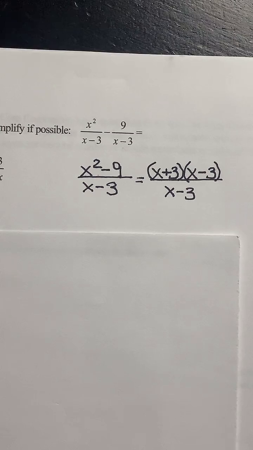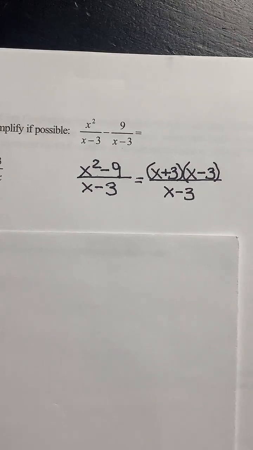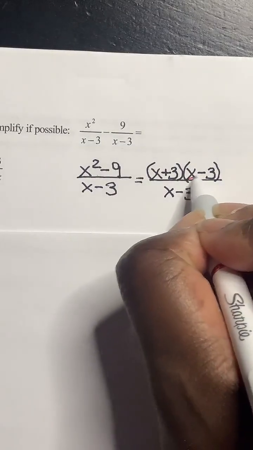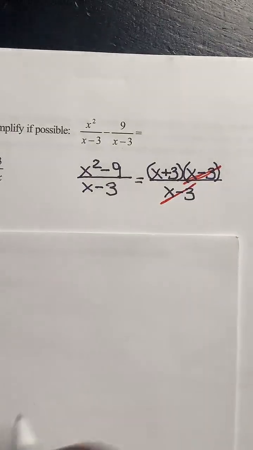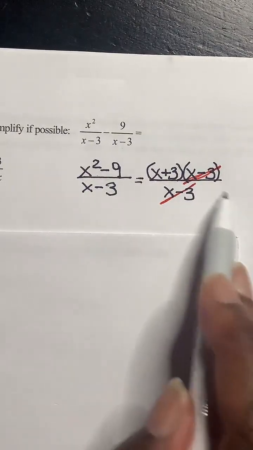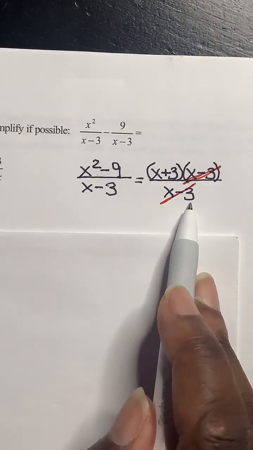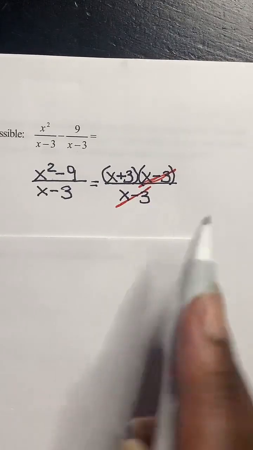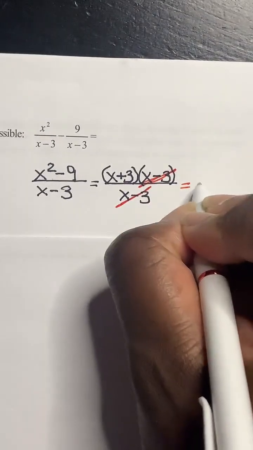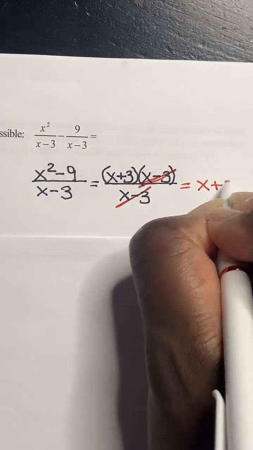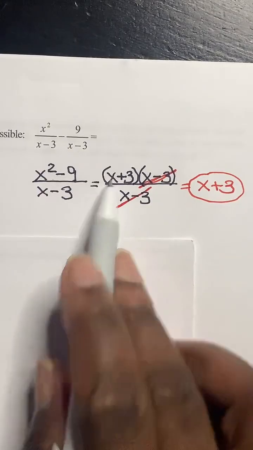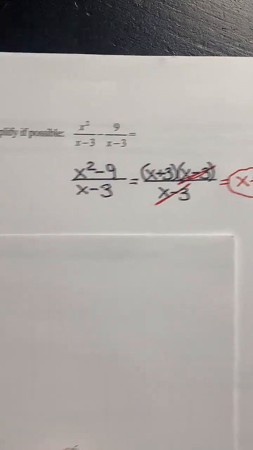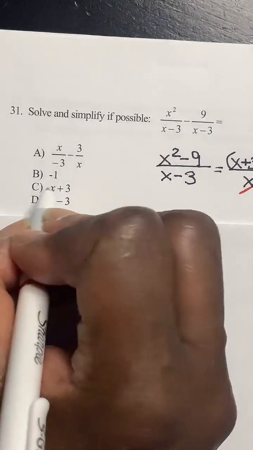Yes, so we can cancel out. Good, cancel out the x minus 3. You have x minus 3 in the numerator and x minus 3 in the denominator. Then what's left? There's nothing in the denominator, so we don't have to worry about the fraction anymore. But what's left is our x plus 3, because that's what's left up here in the numerator. So our answer is going to be C.